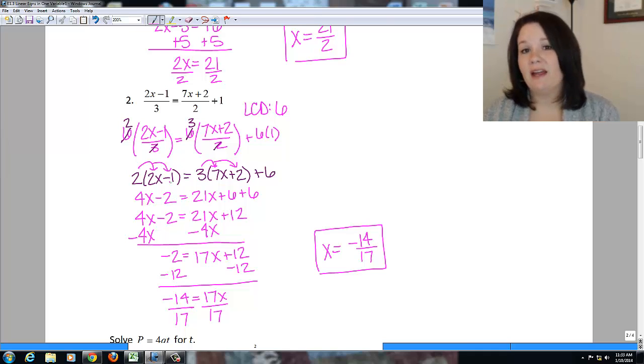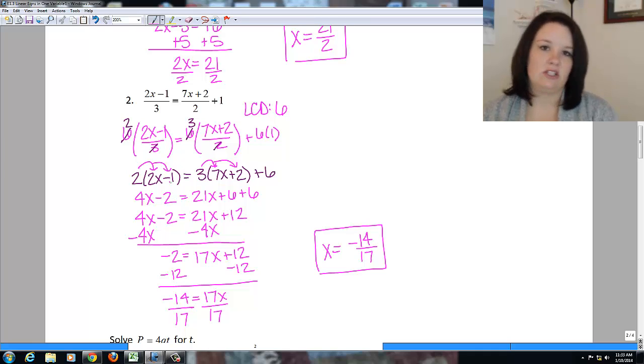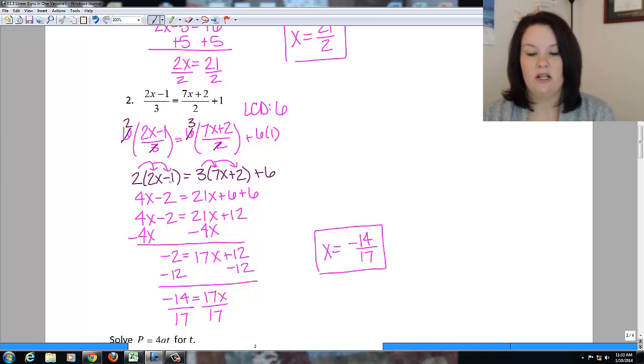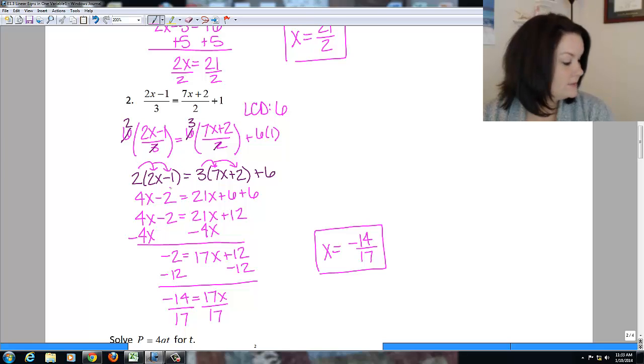Once we've distributed that out, then we go ahead and combine like terms, then collect all our x's on one side, all of our constant terms on the other side, and then just like before, divide off that coefficient, which should leave us with negative 14 over 17.